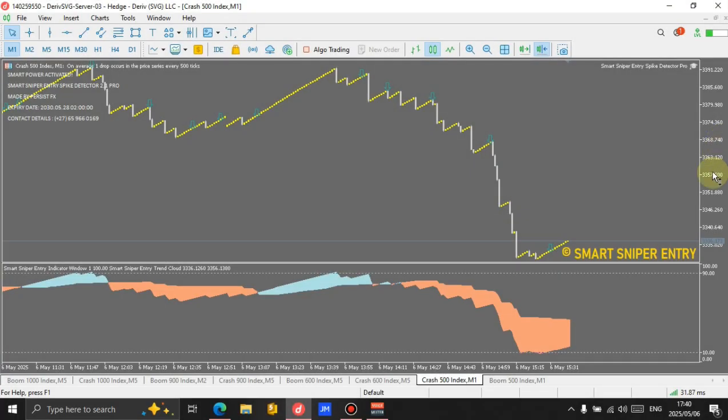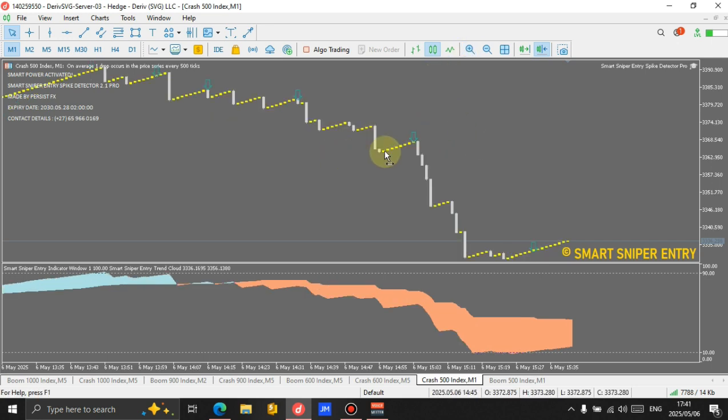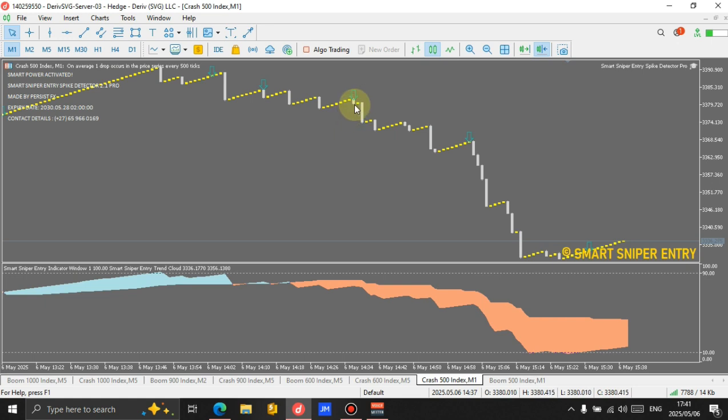Here's an example on the crash pair. As you can see, our trend cloud is red. We got our entry from the spike detector. If you would have taken the signal, you hold your trades for 5 candles. As you can see, here's a great example of why I say so. You entered over here, you held 5 candles, another spike occurred. If you held another 5 candles, then you probably would have closed your trades over here. So you would have secured more profits than just closing trades once it spikes immediately.